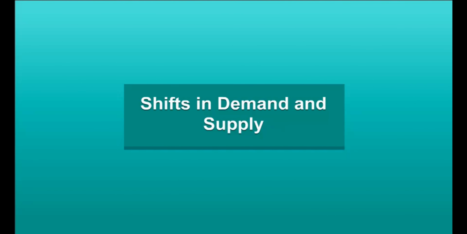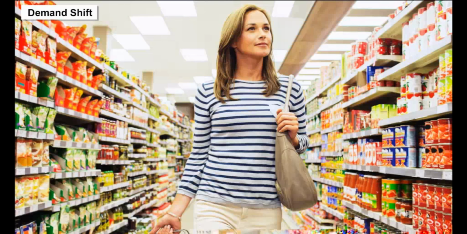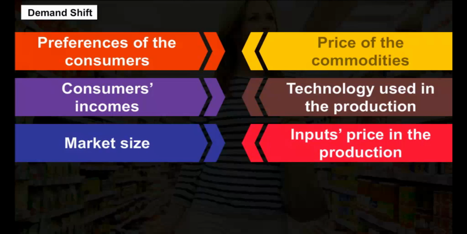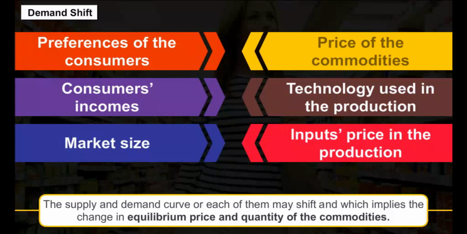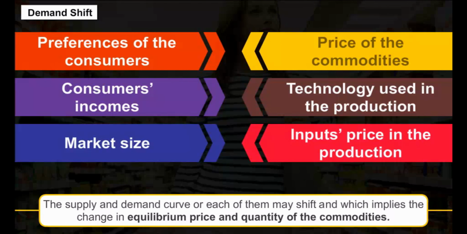Shifts in demand and supply. Demand shift. This happens due to changes in one or more factors like preferences of the consumers, price of the commodities, consumers' incomes, technology used in the production, market size, input prices in the production, and many others. The supply curve and demand curve or each of them may shift, which implies the change in equilibrium price and the quantity of the commodities.